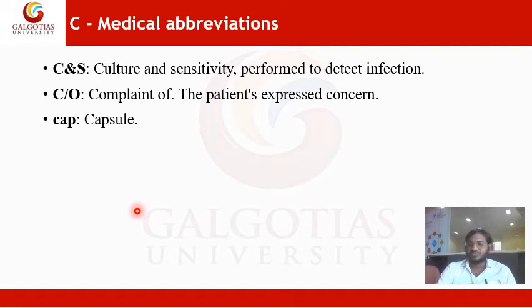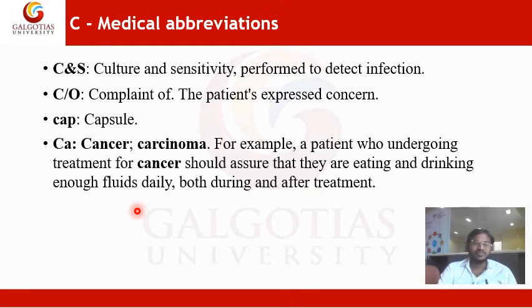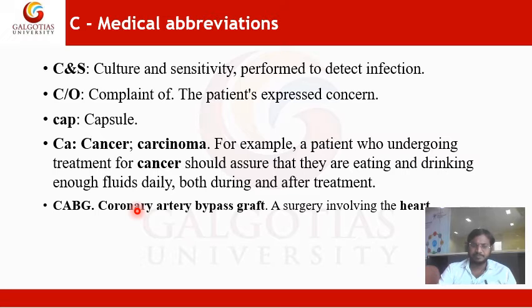Cap, capsule. Okay, capsule, drugs, medicine. Next one, CA, cancer or carcinoma. CA coding is cancer or carcinoma. For patients undergoing treatment, who are cancer patients, the doctor can mention CA only. They don't want to write cancer or carcinoma, they mention the simple code CA.